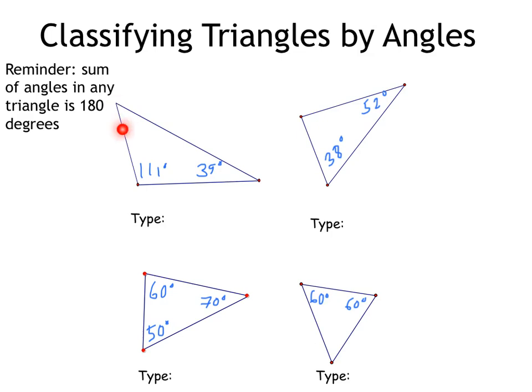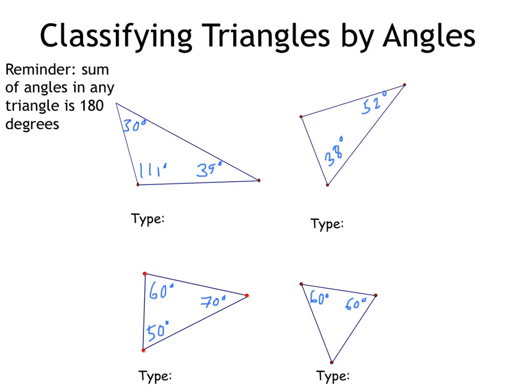So like in this triangle, if I wanted to classify it, if I wanted to name it based on its angles, I would have to get up to 180 degrees in total. If I've used 111 and 39, that makes 150 degrees total. Then to get to 180, I need 30 more. Okay, so before I do anything, I have to figure out all three angles. Otherwise, I might accidentally misclassify.